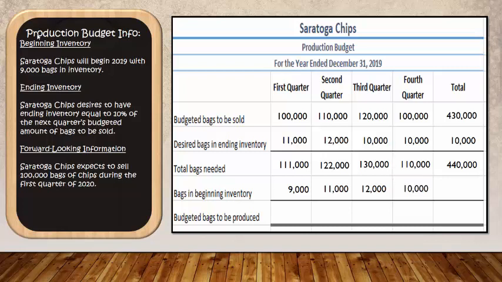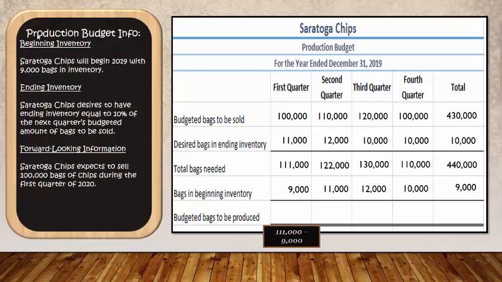Again, the total column is for the year. So what amount of bags did we have in inventory at the beginning of the year? We had 9,000, our beginning inventory from the first quarter. To figure out our budgeted bags to be produced, we simply take our total bags needed and we subtract out the bags that we already had at the beginning of the period.